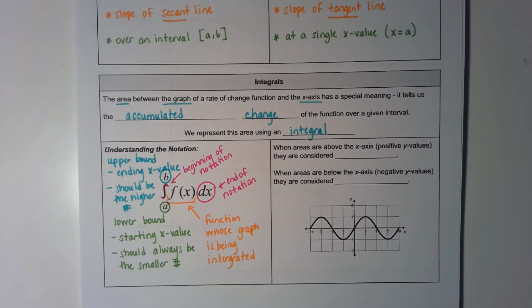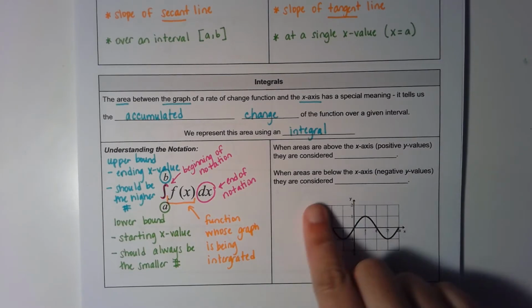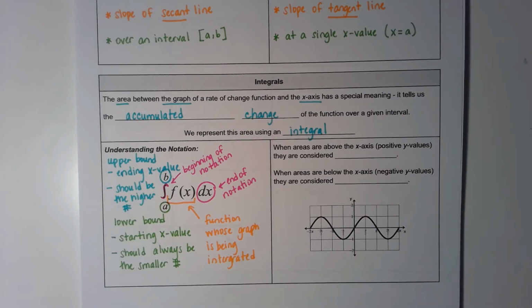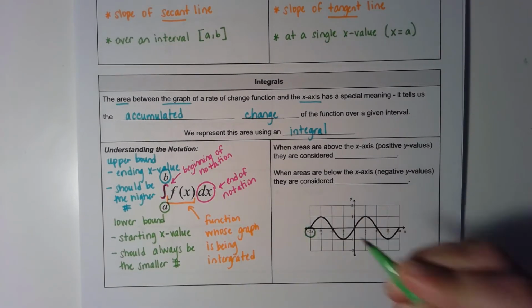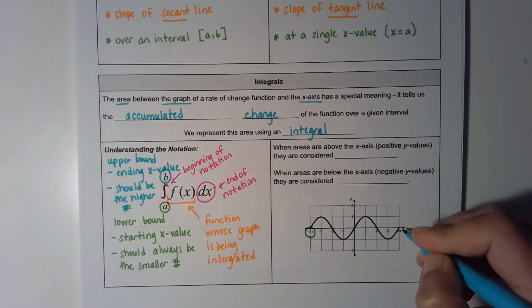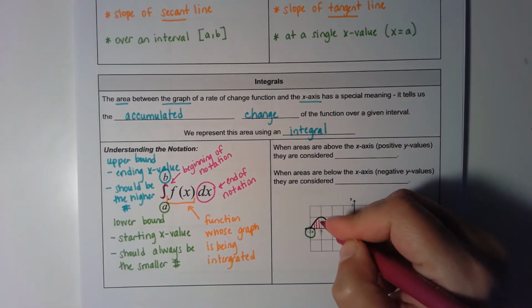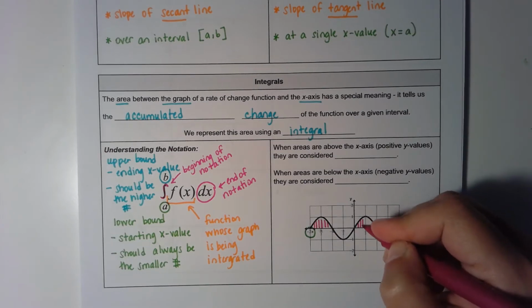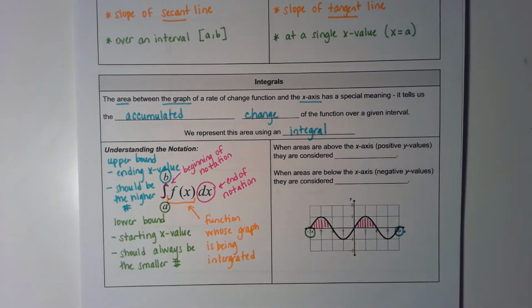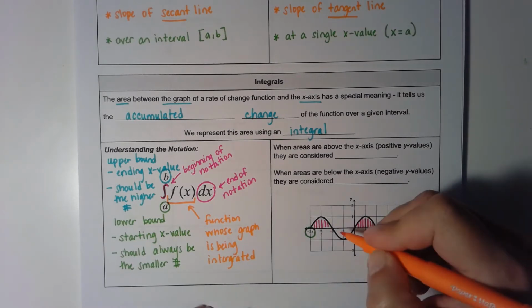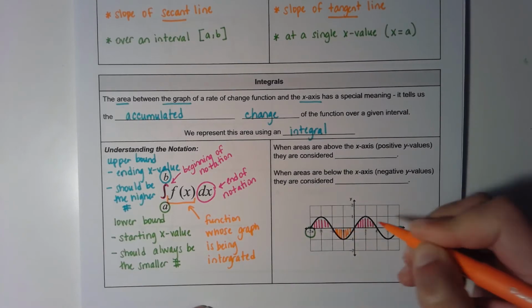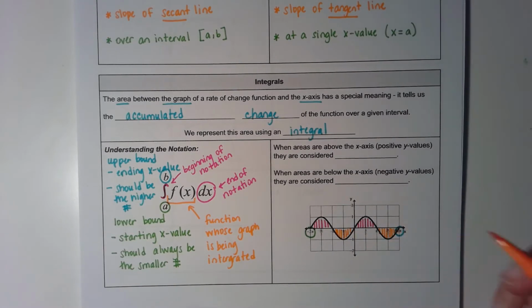Now, here's what that looks like. If we were looking at the areas here, and I said I want to integrate from negative 2 pi, meaning that's the lower bound, to positive 2 pi, meaning that's the upper bound, then the areas that we're looking at would be this area, because those are areas between the x-axis and the function, as well as this area down here and this area down here.